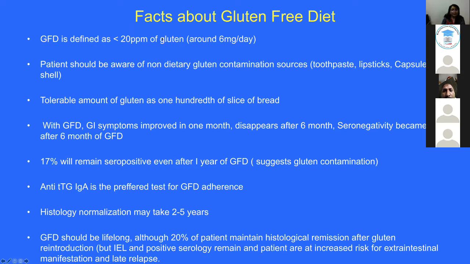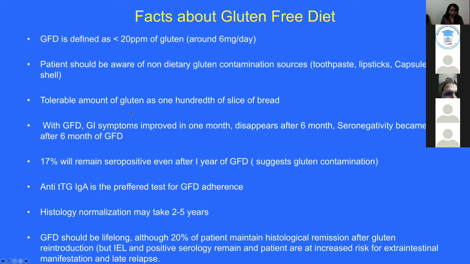Because for patients with celiac disease, we tell them to keep different containers for making food. Why? Because even a small 6 milligrams of gluten, if the same tawa or same chakla is used for making chapati for patients with celiac disease, this much contamination can occur. So even a small amount of contamination by gluten can lead to non-response to a gluten-free diet. Patients should be aware that there are certain other gluten-containing sources also. Patients say that they are keeping a good diet which is free of gluten, but toothpaste, even lipsticks, and some capsule shells can have gluten in them. The tolerable amount of gluten is as low as 1/100th of a slice of bread. So even a minimal amount of gluten can give rise to symptoms.